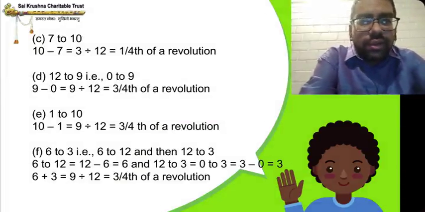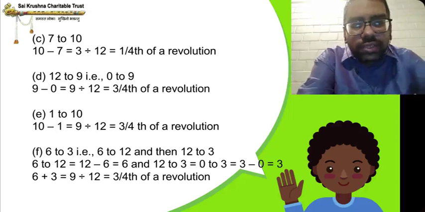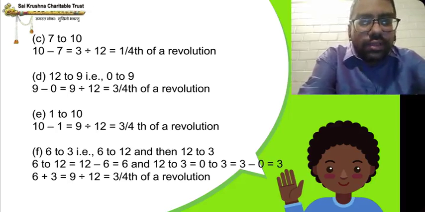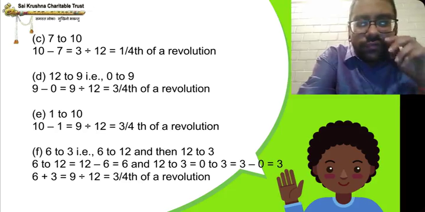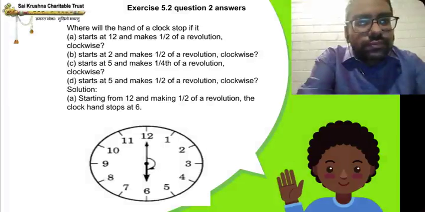1/4 revolution. 12 to 9 or 0 to 9. The 12th hour is also called 0 hour. 0 to 9. So 9 minus 0, 9 by 12. 3/4 revolution. 1 to 10: 10 minus 1, 9 divided by 12. 3/4 of a revolution. 6 to 3: you can do like this or a very easy method. 6 to 9 is 1/4 revolution. 9 to 12, 1/4. 12 to 3 is 1/4. 1/4 plus 1/4 plus 1/4 is 3/4 of a revolution.